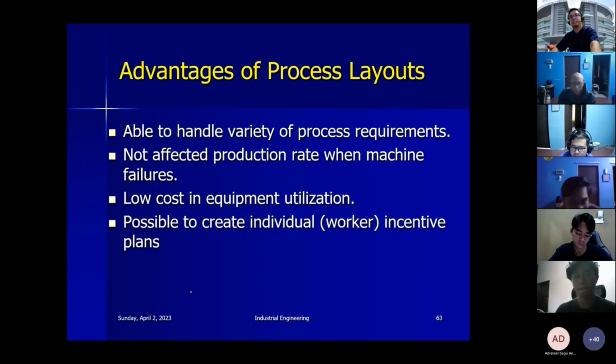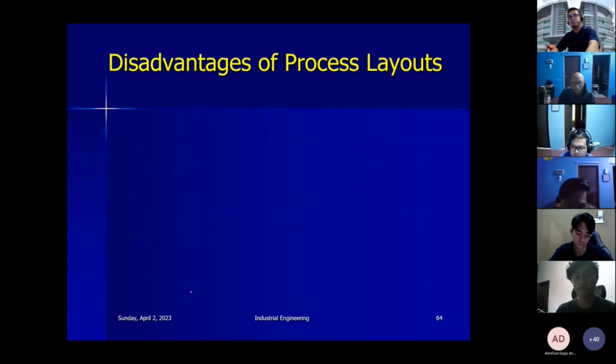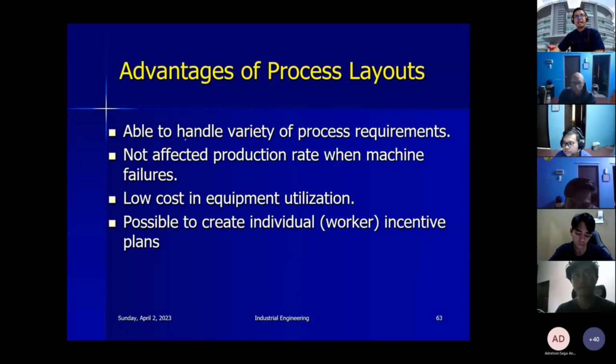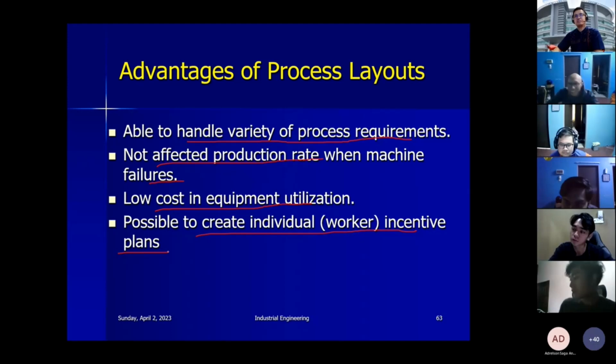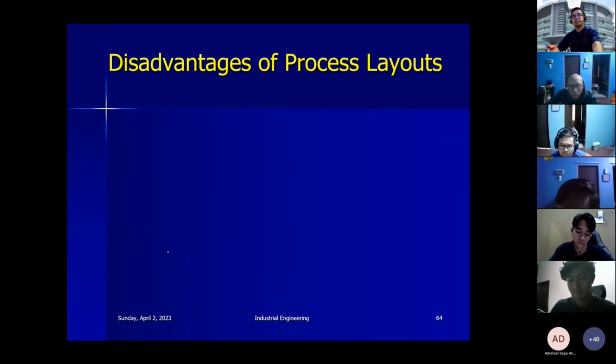So looking at the advantages of using this process layout: able to handle a variety of process requirements, not affected production rate when a machine fails, low cost in equipment utilization, and possible to create individual worker incentive plans. So it can be changed from workstation 1 to workstation 2, can be rotated, job scheduling, job rotation, for each of the processes.